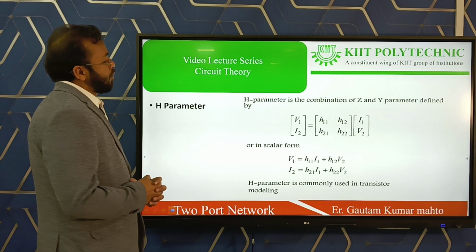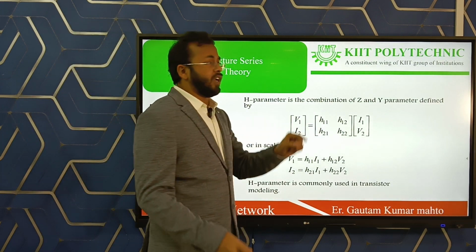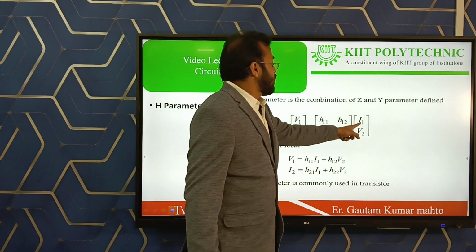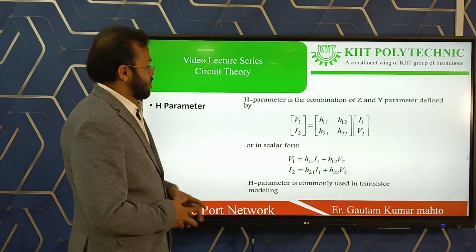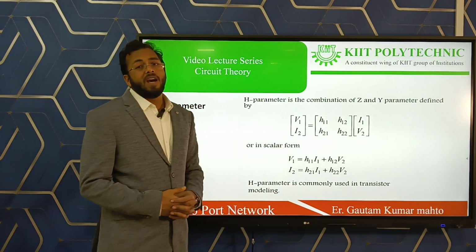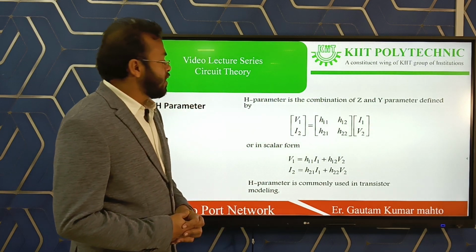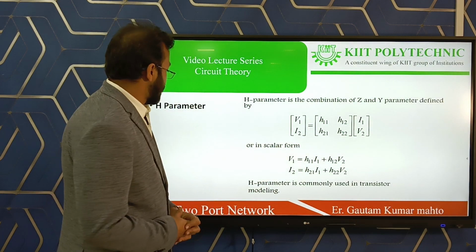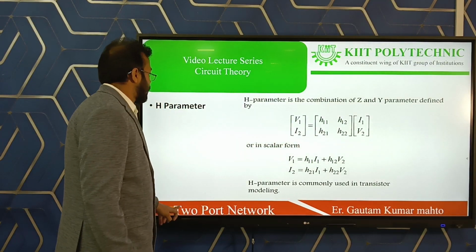So now we can represent the input voltage and the output current in terms of input current and output voltage, and that is known as the hybrid parameter. So you can see the scalar form. V1 is equal to H11 I1 plus H12 V2, and I2 is equal to H21 I1 plus H22 V2. The hybrid parameter is commonly used in transistor modeling.